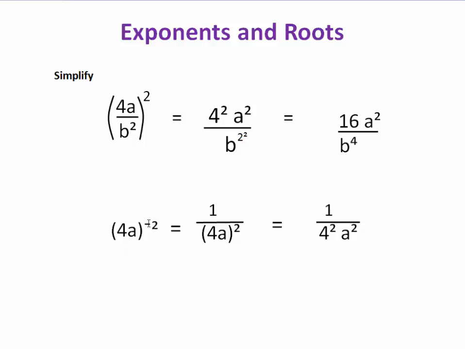Here we've got a negative, so remember what we said, we take care of that first and make that into a reciprocal, 1 over 4a to the power 2. And then distribute this 2, so this becomes 4 squared a squared, so 1 over 4 squared a squared.